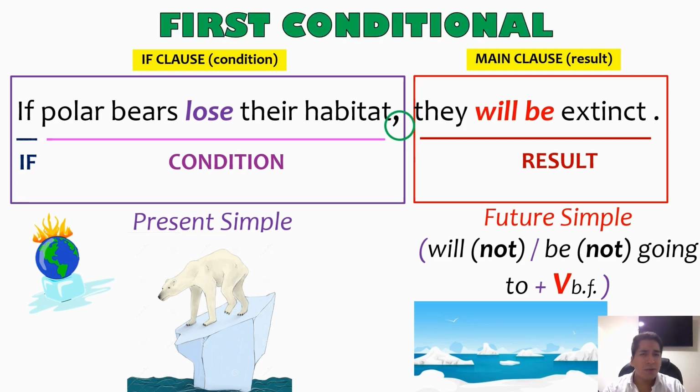Okay, guys, so what are we doing here? We are actually using the first conditional. So every time you have the if clause, the condition, and then you have the main clause, the result, in which you use the present simple and the future simple respectively, then we are using the first conditional.